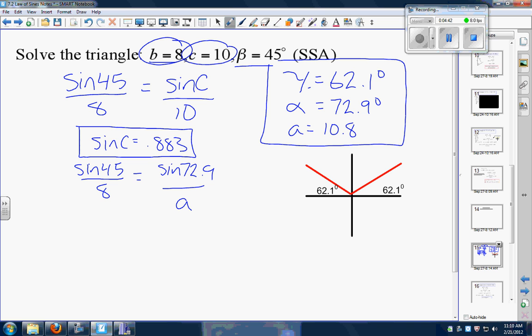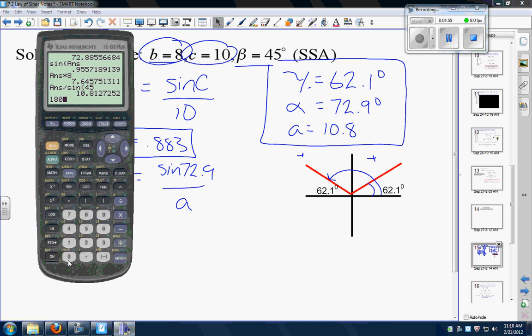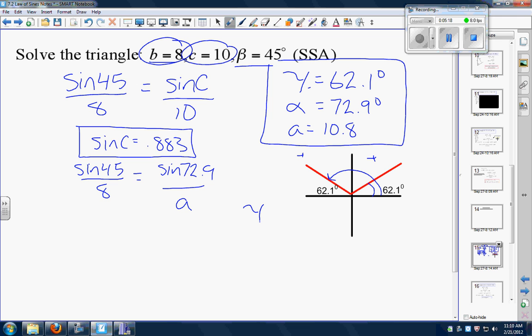Now, we've had this before. We came out with 62.1 right here. But the sine will also have that exact same value over here. Signs are positive here and here. So we find basically the supplement of that. So it's going to be 180 minus the 62.1. So sine has that value of 0.883 at 117.9 and also 62.1. So what we do is we call this one angle C2.